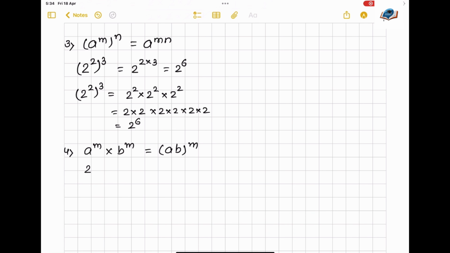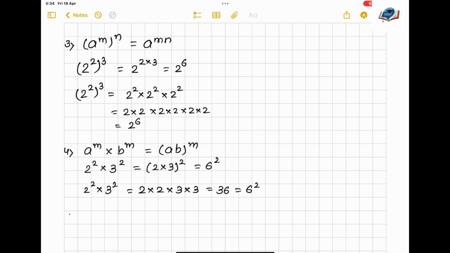2 raised to 2 into 3 raised to 2. According to this, it says 2 into 3 whole raised to 2. That means 6 square. Now let us do it. 2 square into 3 square will be equal to 2 into 2 into 3 into 3. So that will be 4 nines are 36, which is equal to 6 square.